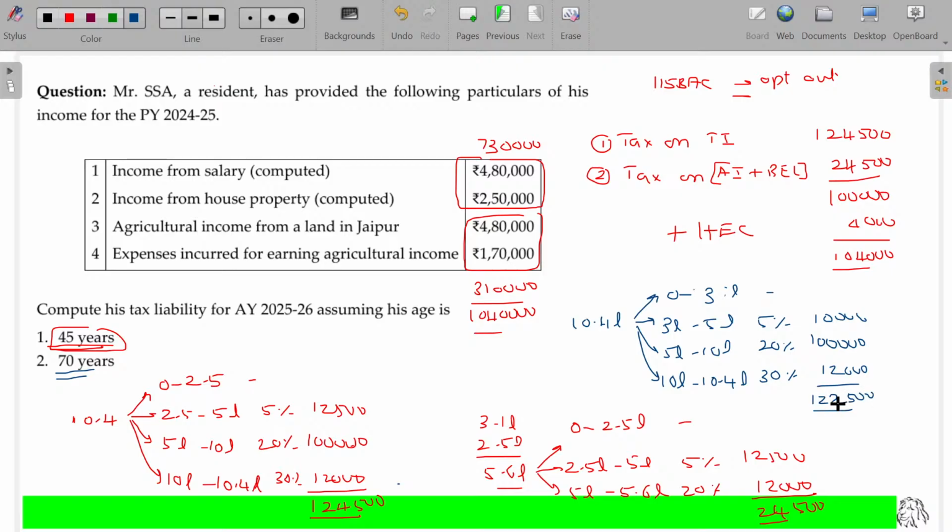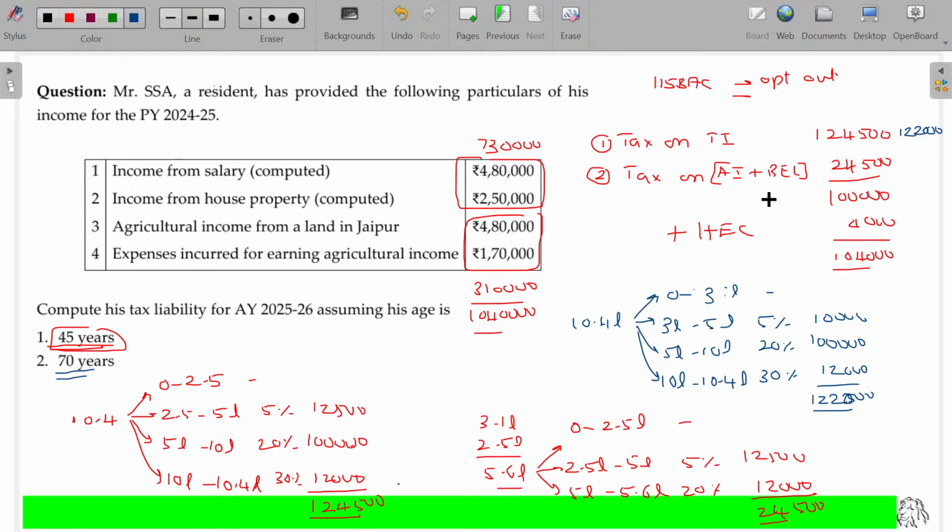Okay, you understand? For a senior citizen compared to general people, the difference should be 2,500. For a super senior citizen, the difference is 12,500. So here the value being 1,22,000.